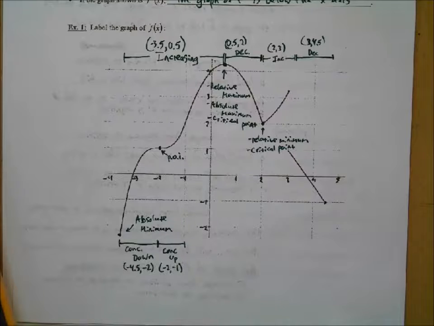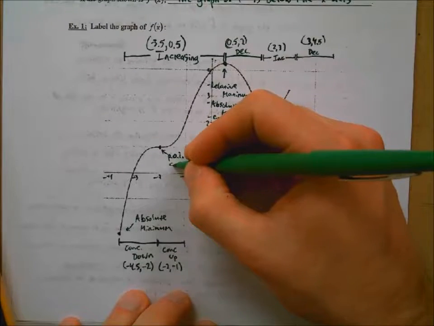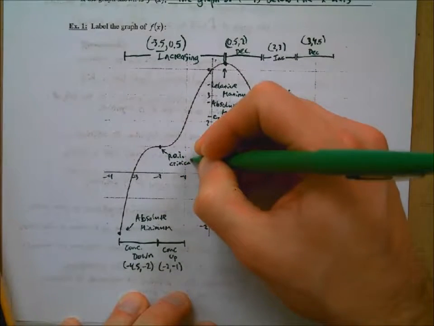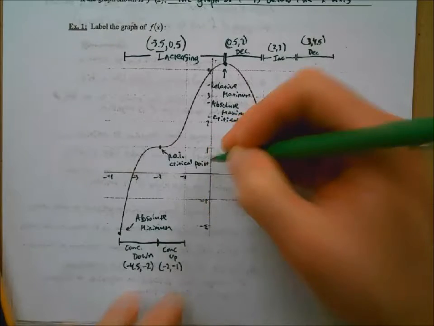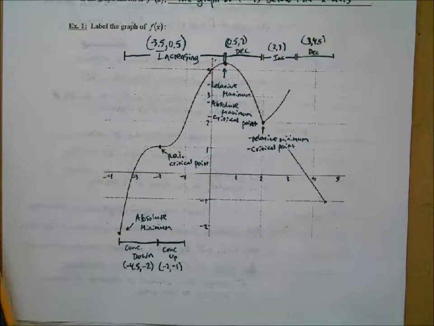Okay, now, this is also a critical point. It just kind of happens to be that way. Right? I would say it's a critical point there. It looks like the derivative at that instant would be 0. So we could also call it a critical point.